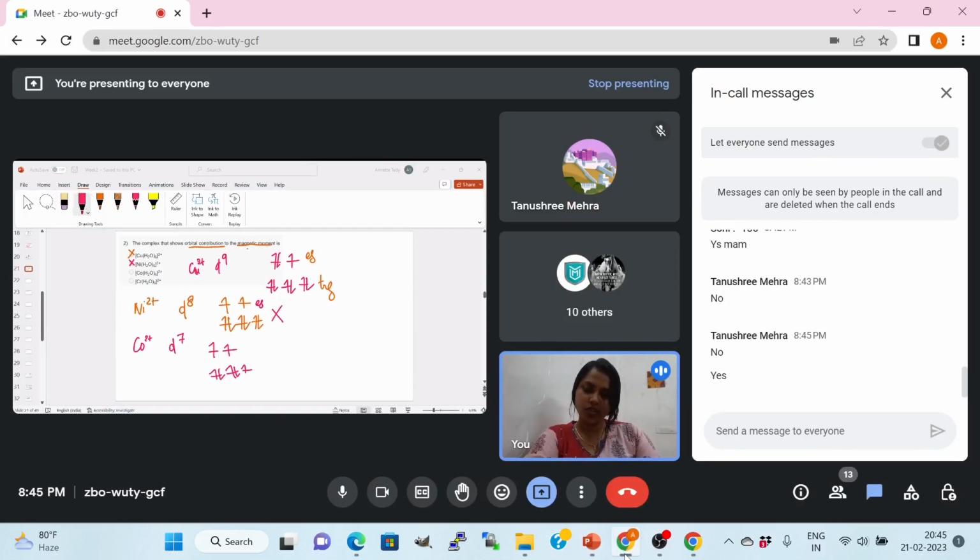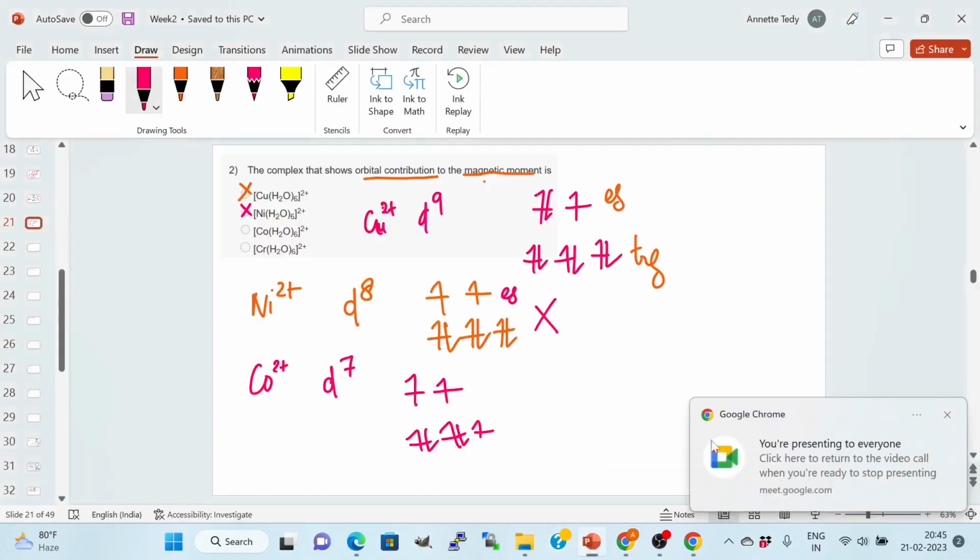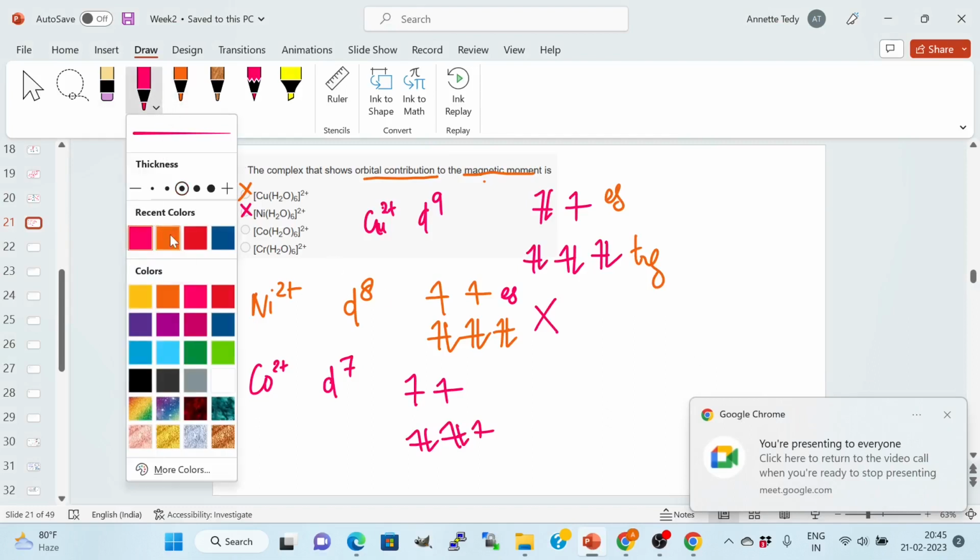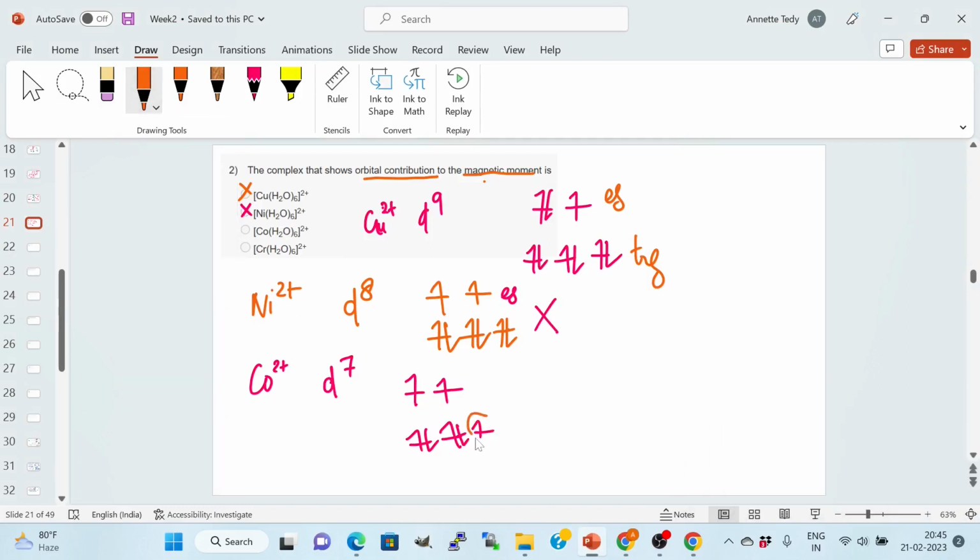Anyone else want to answer? Will the cobalt 2 plus complex have orbital contribution? Okay. So this one has, because as you see here, there is one vacant space and this down-spin electron can come here. Therefore, the orbital contribution is present. So this can be the right answer.